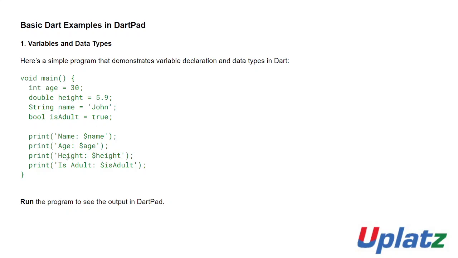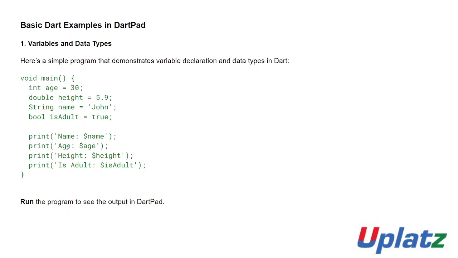Now print. Print within quotes name colon, then dollar symbol name, and then the quote is closed. When Dart sees this dollar symbol followed by a variable name or any other syntax, it runs that one. It gets that variable name here and interpolates that name. So name is John will be printed here.